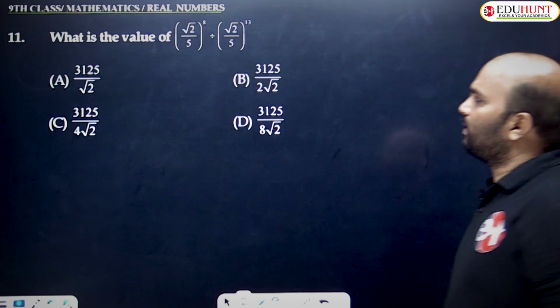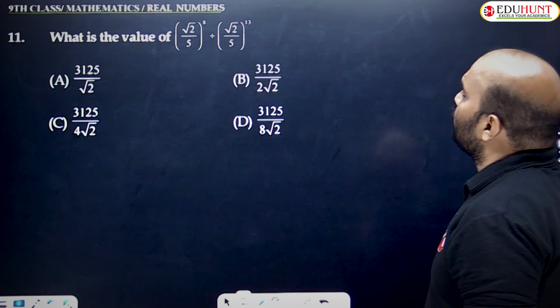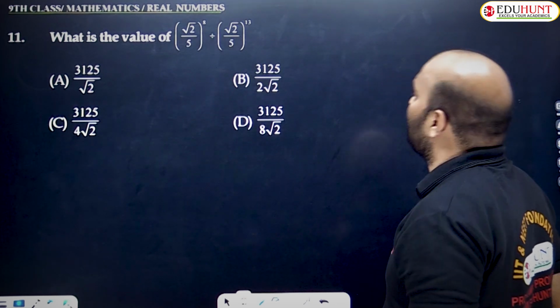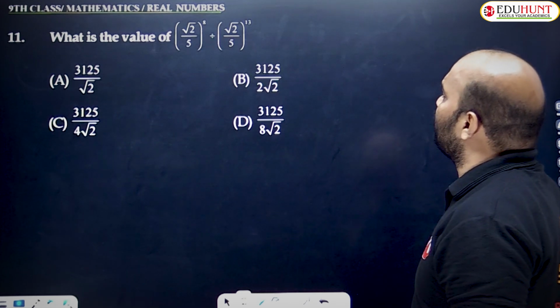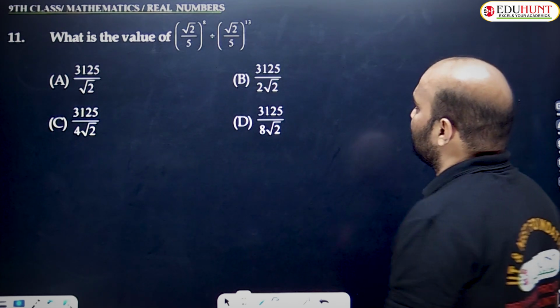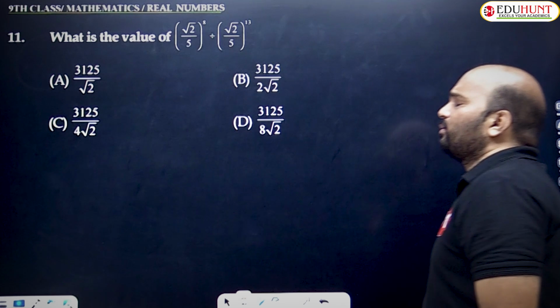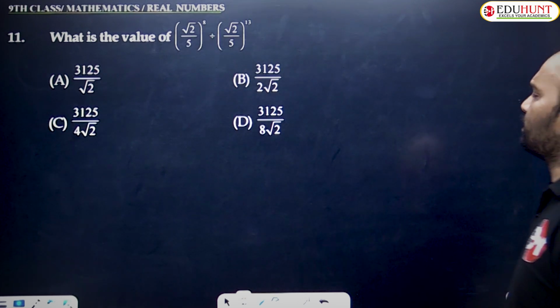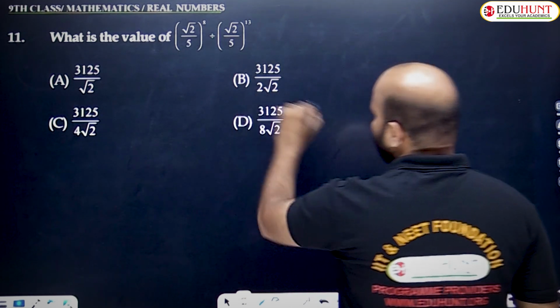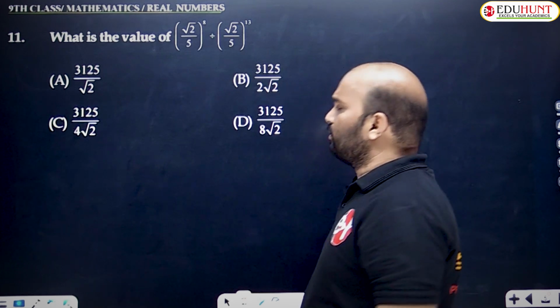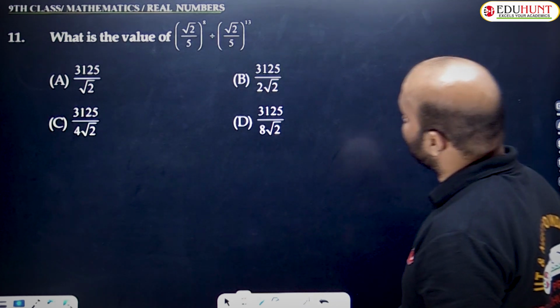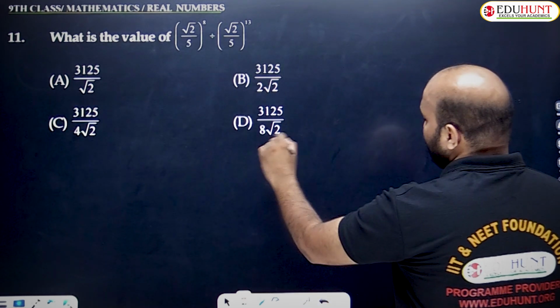So let's go to question number 11. What is the value of root 2 by 5 whole power 8 divided by root 2 by 5 whole power 13? Option A: 3125 whole by root 2. Option B: 3125 whole by 2 root 2. Option C: 3125 whole by 4 root 2. Option D: 3125 whole power 8 root 2.